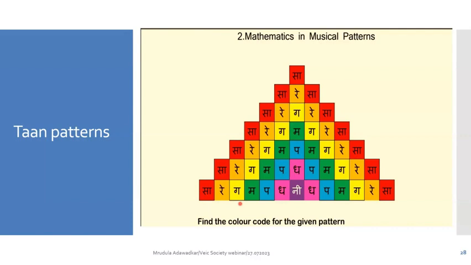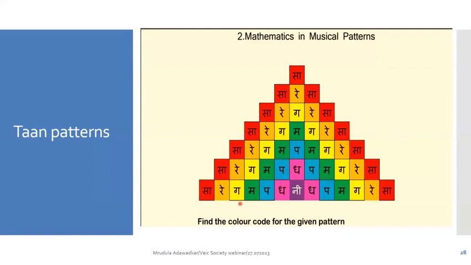Now if I take the point as ga. Ga, ga ma pa, ga ma pa, ga ma, ga ma pa ma ga re sa. So now here the point of articulation is ga. If I take the point of articulation as dhaivat, dha. Dha, dha ni sa, dha ni sa, dha ni sa ni dha pa ma ga. But you will be able to feel some similarity of pattern.